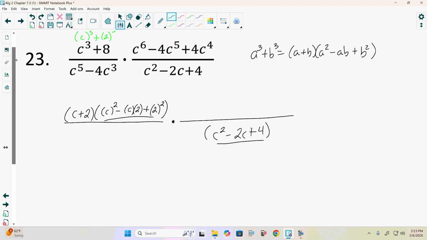Let's look at the denominator of the first one, c to the 5th minus 4c cubed. Is there a greatest common factor between those two terms? They do have c to the what? 3rd. Which is going to leave us with c squared minus 4.